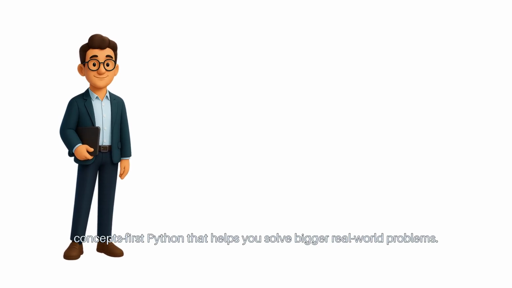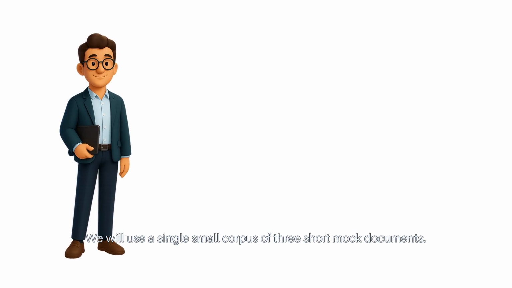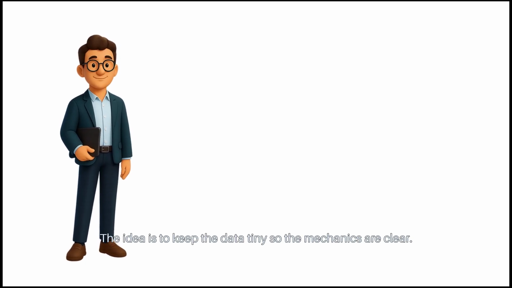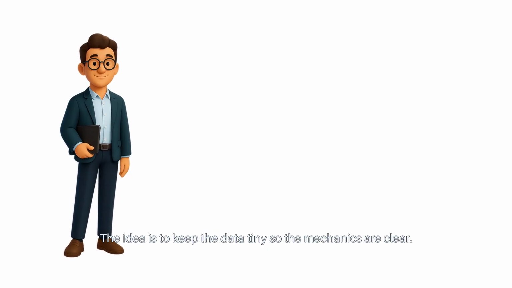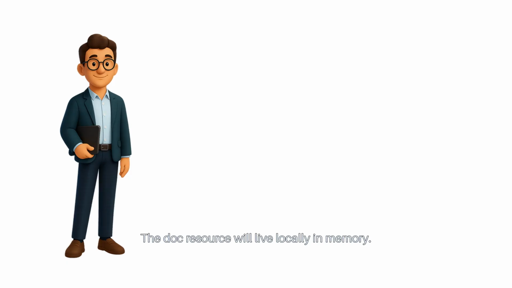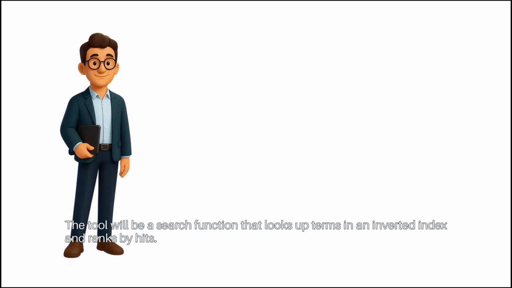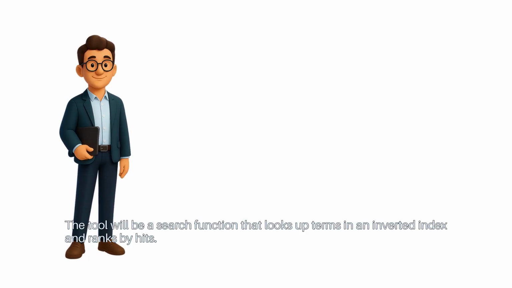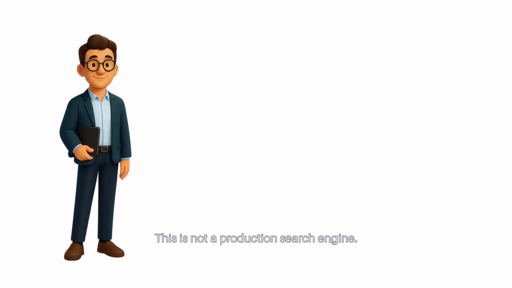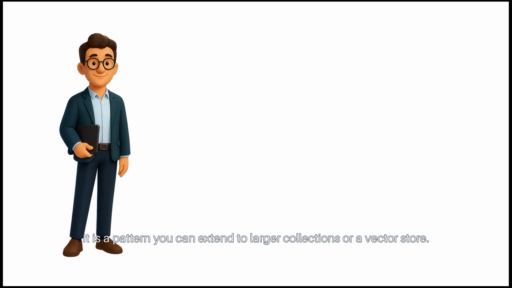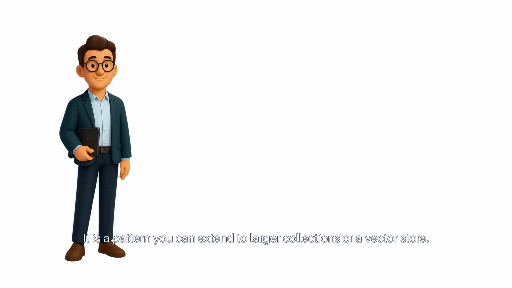We will use a single small corpus of 3 short mock documents. The idea is to keep the data tiny, so the mechanics are clear. The doc resource will live locally in memory. The tool will be a search function that looks up terms in an inverted index and ranks by hits. This is not a production search engine. It is a pattern you can extend to larger collections or a vector store.